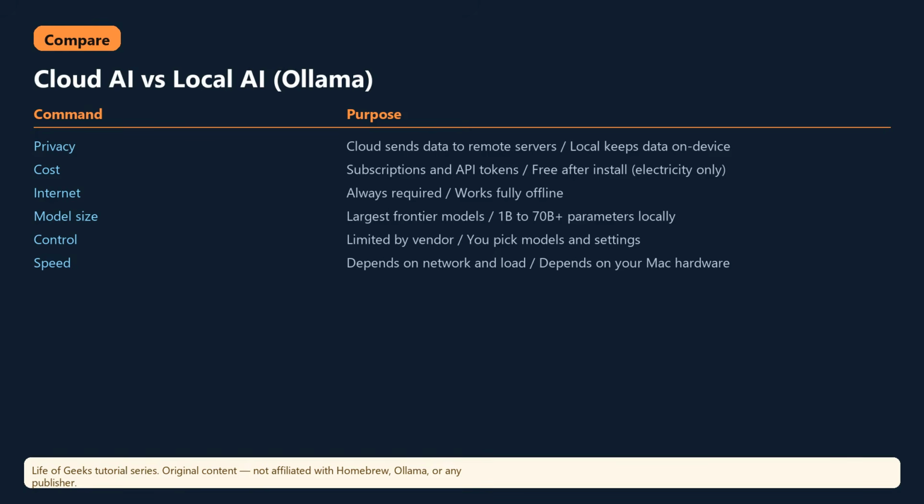Cloud versus local, the trade-offs that matter for Ollama. Cloud services offer the biggest models and continuous updates, but your data travels to their servers and heavy use costs money. Local Ollama keeps everything on device, works offline, and costs nothing beyond electricity, but models are smaller and frozen at a training date. For learning, prototyping, and private work, local wins. Many developers use both. Cloud for frontier tasks, Ollama for experiments and production apps where privacy matters.